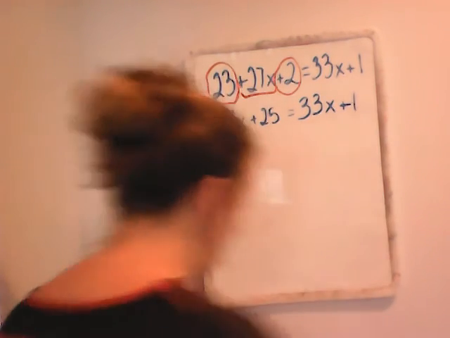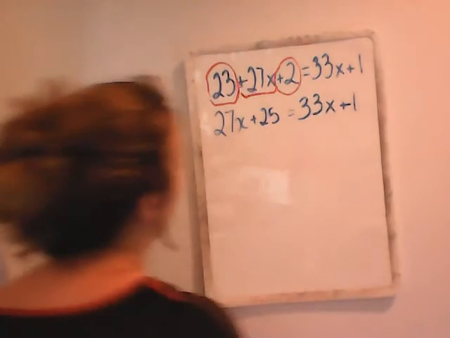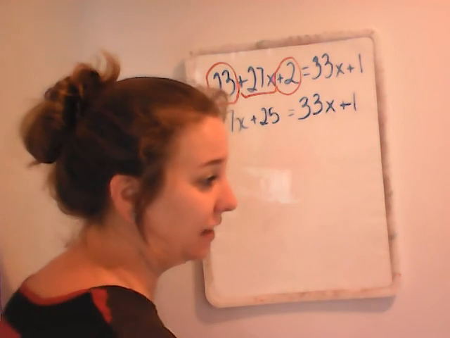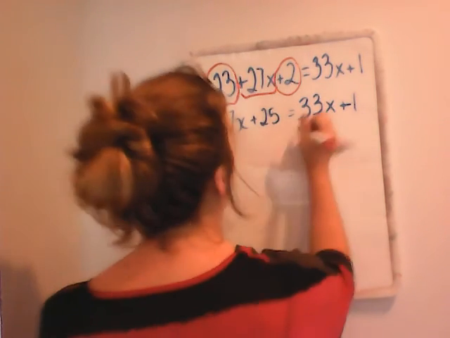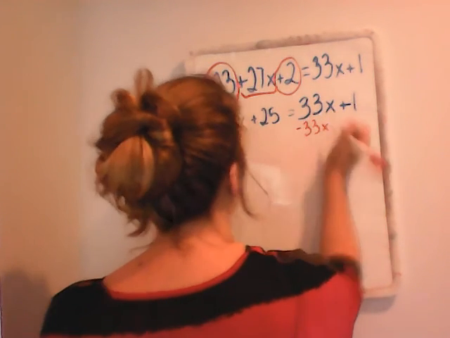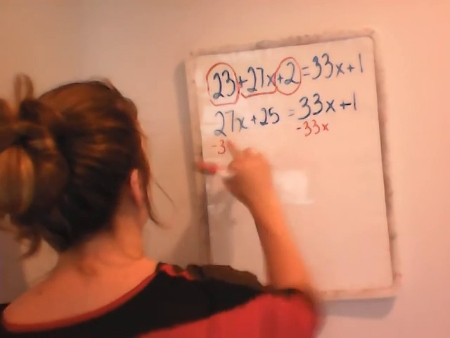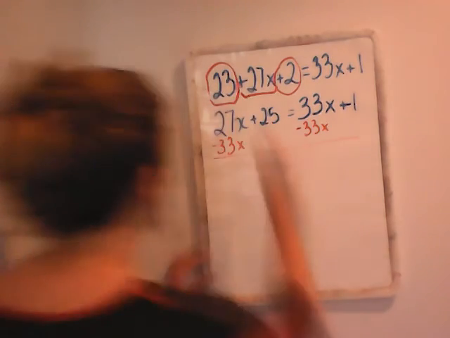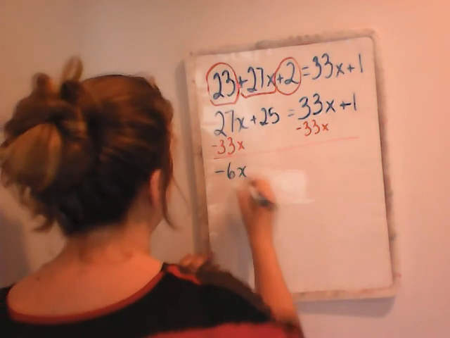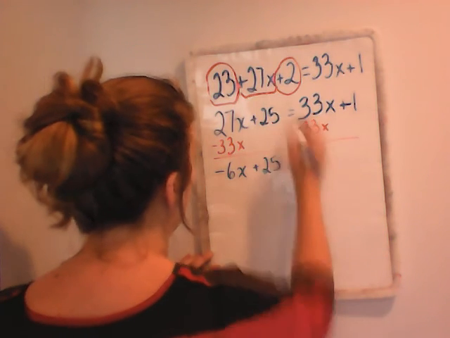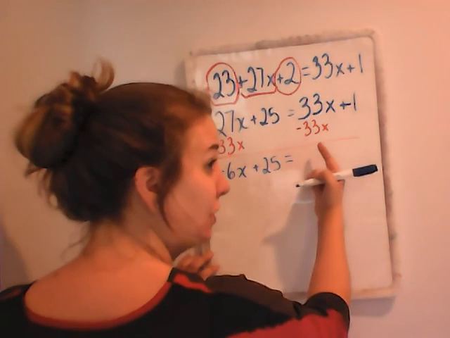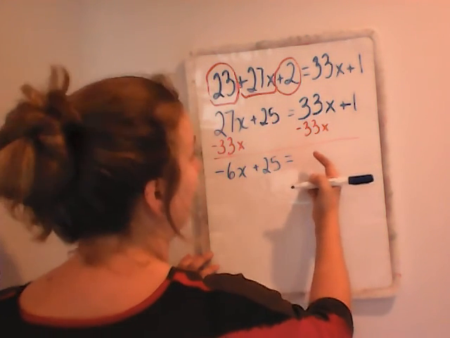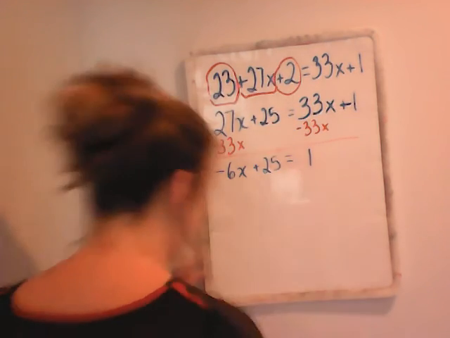Awesome. Now we need to focus on getting all our variable terms to one side. I'm going to try to get them to the left. This is a positive 33x. To get it off of that side, we are going to subtract 33x from both sides. So we get a negative 6x over here. 25 was never touched. Equal sign comes down. 33x minus 33x is nothing. That's why we did that. It's gone, so nothing comes down but the 1.